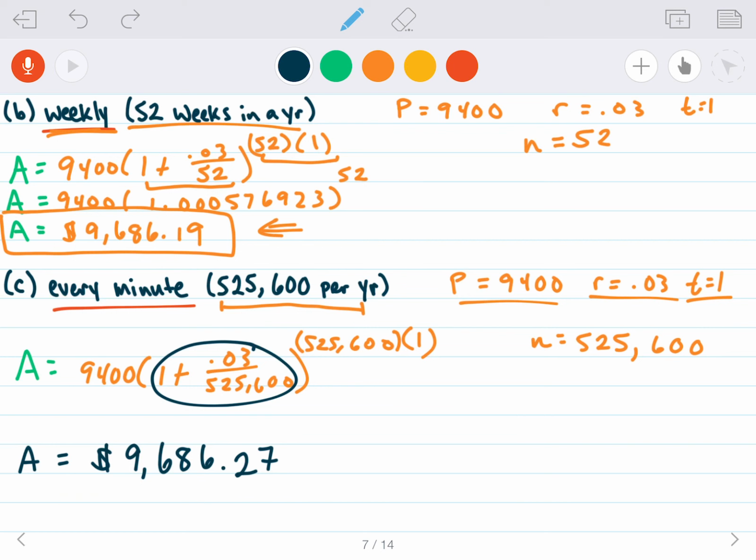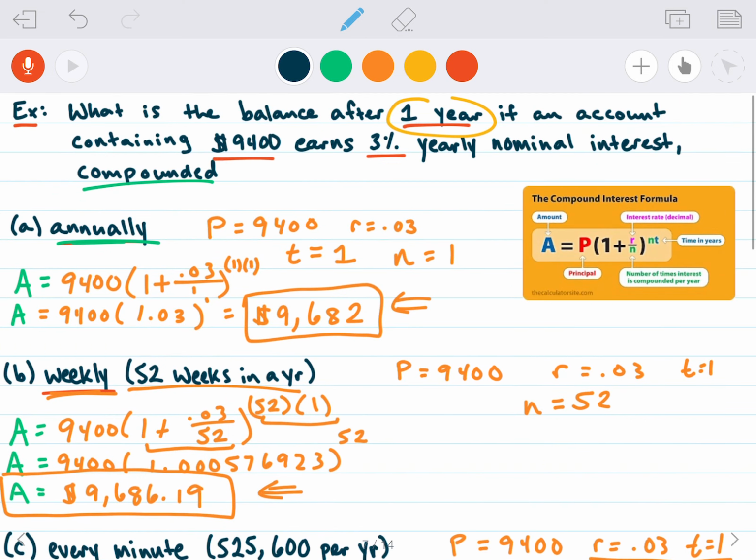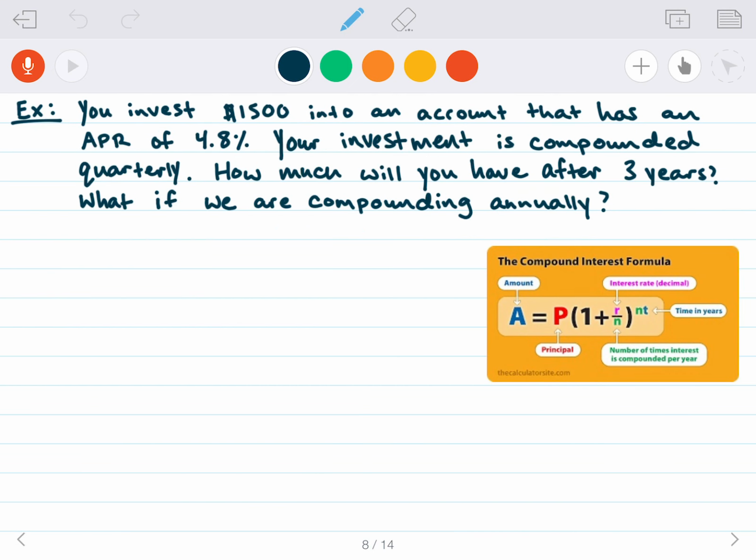Okay, so that was our first example. Cool stuff, right? Okay, let's go on and do another example. You invest $1,500 into an account that has an APR of 4.8%. Your investment is compounded quarterly. How much will you have after 3 years? What if you're compounding annually?